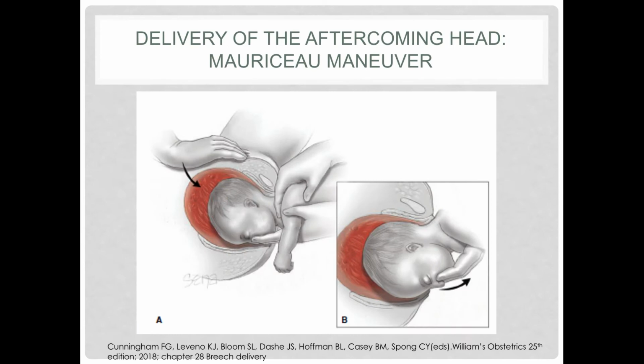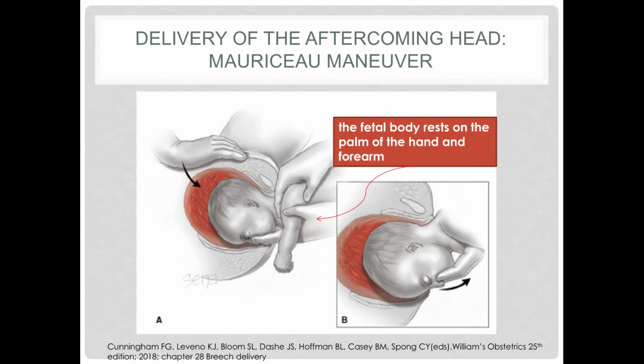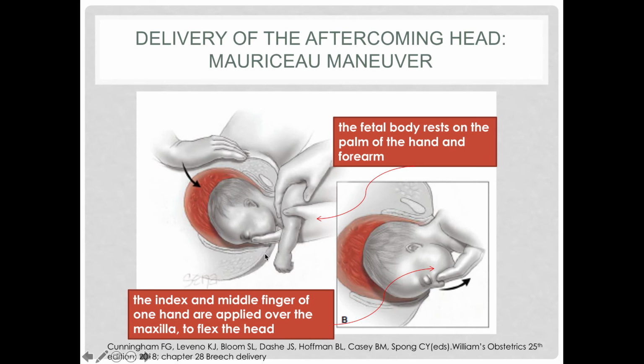So we have already delivered the body of the fetus. The next part will be to deliver now the aftercoming head. The first maneuver that I will show you here is the Mauriceau maneuver. As you can see in this picture, the fetal body rests on the palm of the hand and the forearm of the operator. Also the index and middle finger of the same hand are applied over the maxilla, and the reason for this is to flex the head of the fetus.